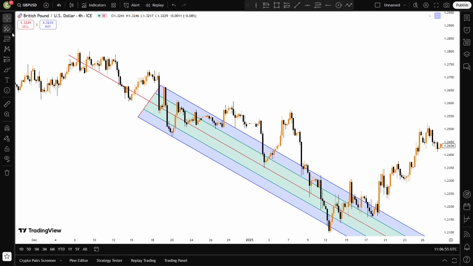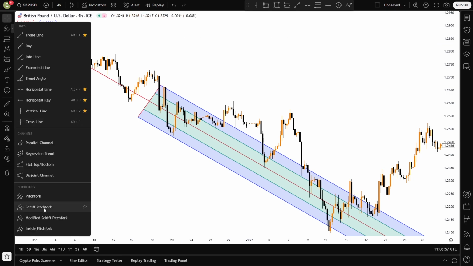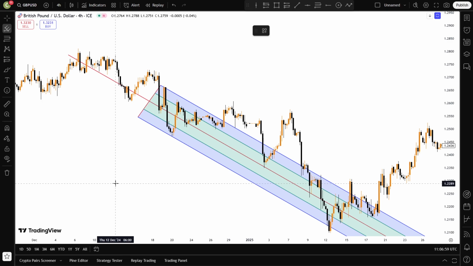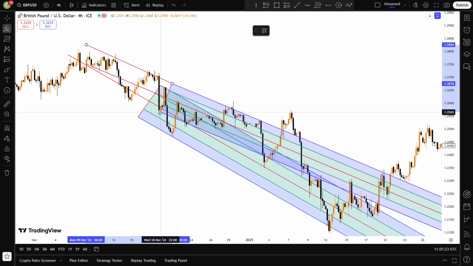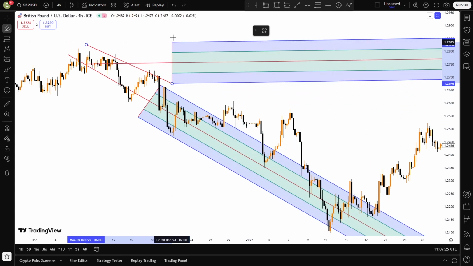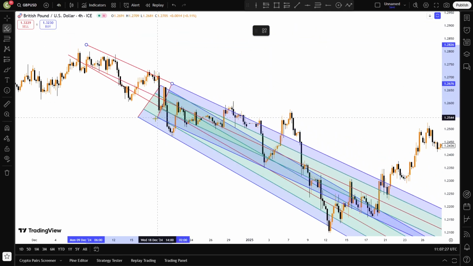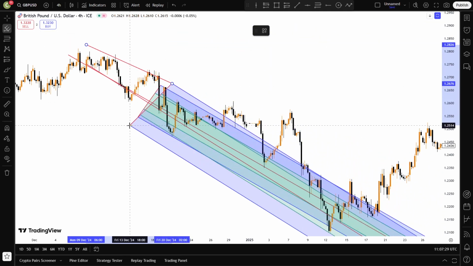Now moving on to the other brothers of the Pitchfork, the Shift Pitchfork. The Shift Pitchfork adjusts the center for alternative perspectives. It is a modified version of the standard Pitchfork, designed to reduce the steepness that the standard Pitchfork offers. As you can see in this example, if I click here at my desired location, this time around it creates another line that helps you to control the steepness and also gives you a wider range than the standard Pitchfork.